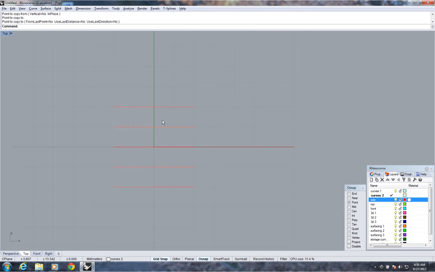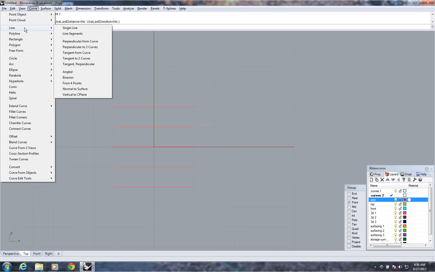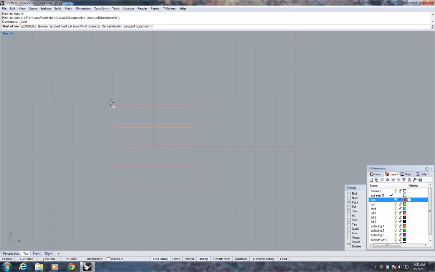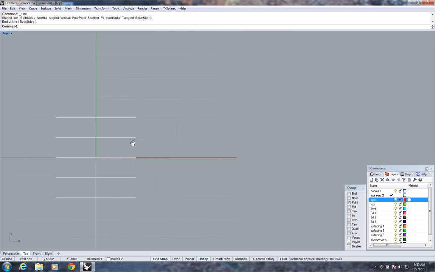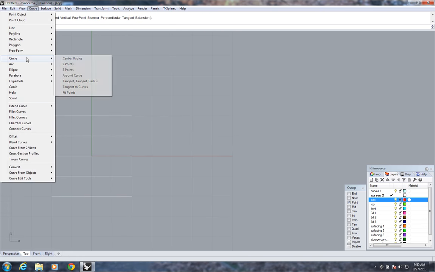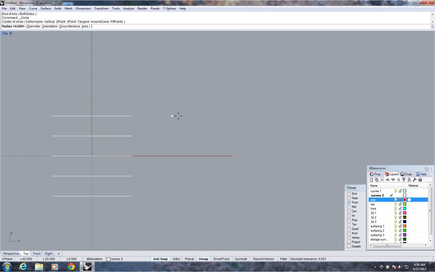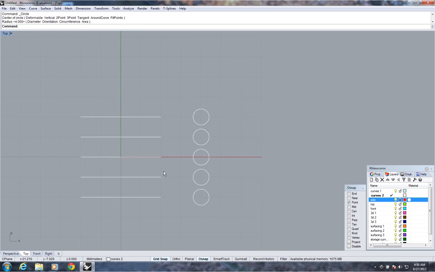Okay, you're going to start by drawing some curves and circles. Draw a line, single line segment, using grid snap. I'm going to draw a series of circles. These will be 4mm circles.